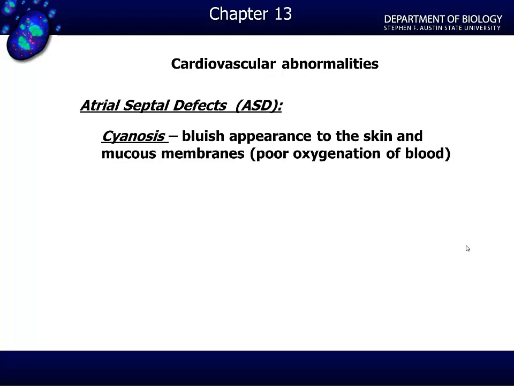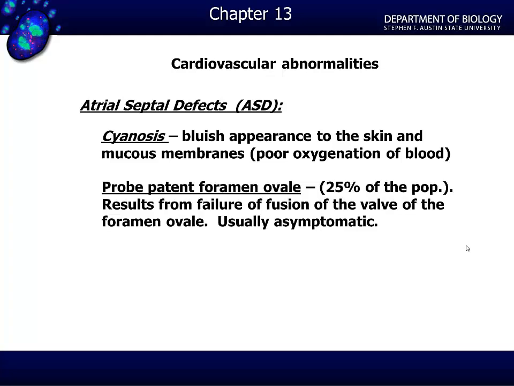But the larger the hole, the greater the chances of you seeing something on the order of cyanosis. This is where you have poorly oxygenated blood, because a lot of the oxygenated blood is now moving back to the pulmonary circulation. It's almost like a closed cycle. And so less oxygenated blood is available to move to the remainder of the body. Now, a small hole we call a probe patent foramen ovale.